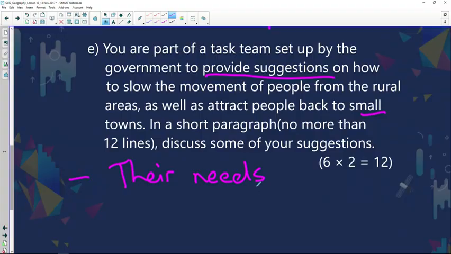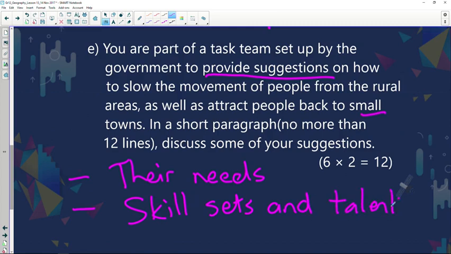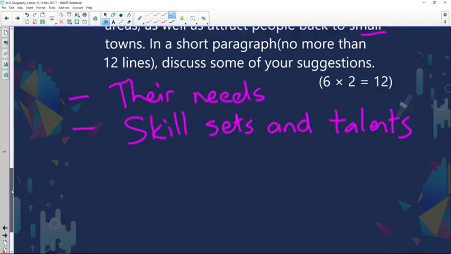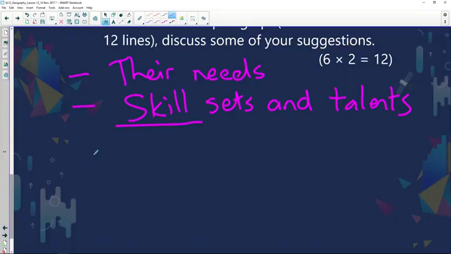So we need to go and have a look at their needs. And what do we need to go and have a look at? We're going to look at their skill sets and talents. So we need to utilize what they can do and improvise on what they are good at, what they basically can do very well, to do it over there. So we need to look at their needs, their skill sets and talents.